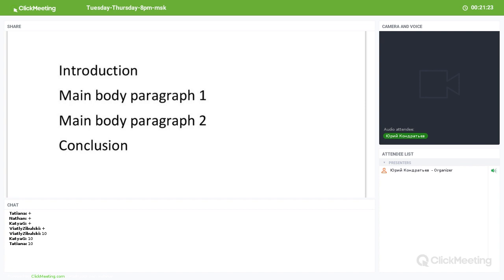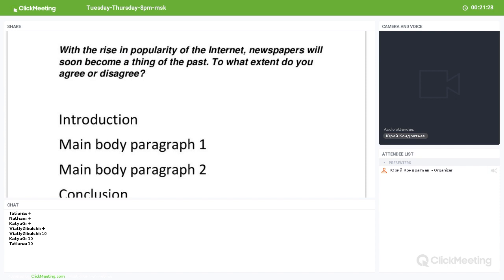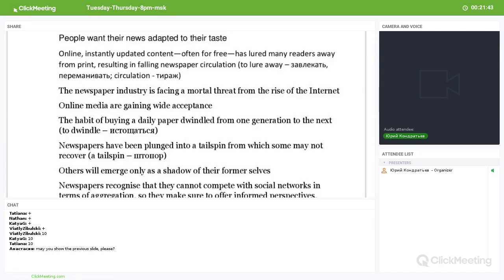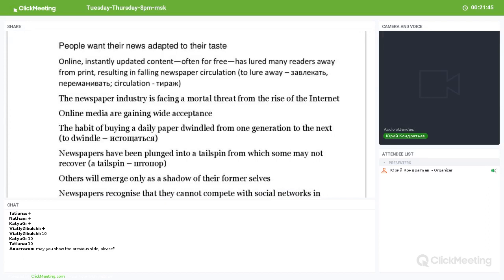So first, well, here I would probably recommend if you do not agree completely, that's how you can make an introduction. I'll do how in a minute. Then, okay. So then, in main body paragraph 1, you can write about why newspapers are disappearing, and in the second one, you can write about why some newspapers will survive or transform.